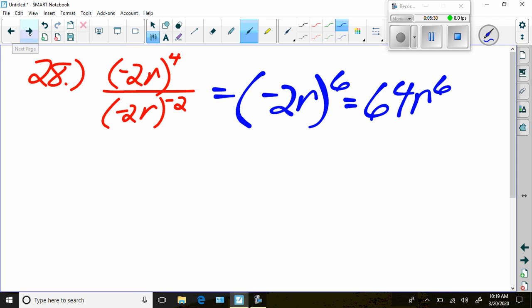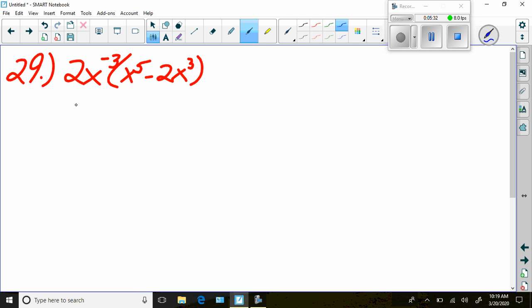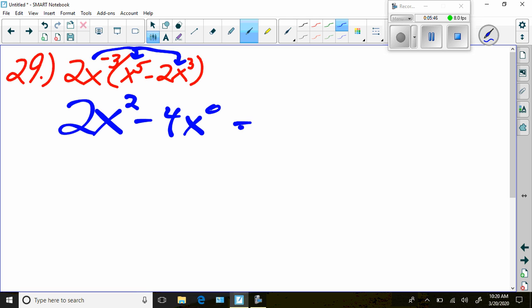Number 29. This would be 2x, so I'm just distributing. And then I'm going like that. So that'd be 2x squared minus 4x to the 0, which is 2x squared minus 4. Interesting. That was kind of fun.